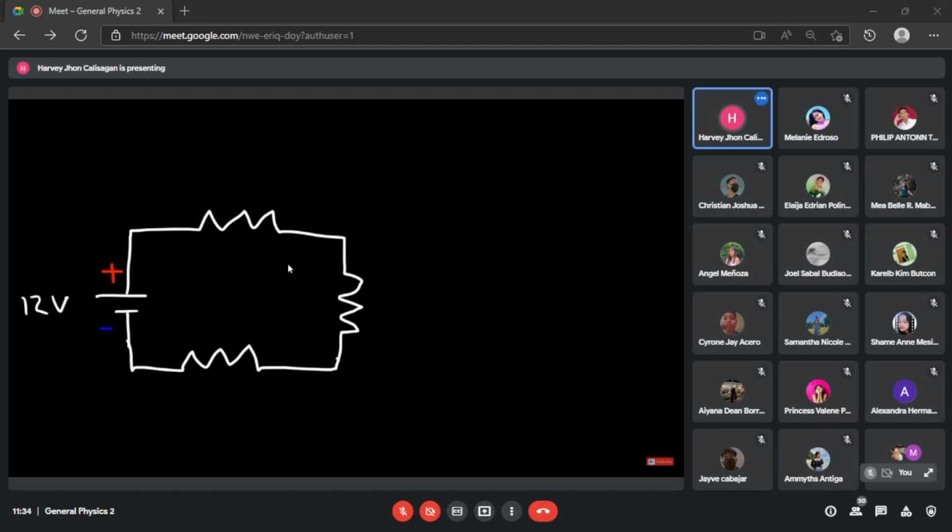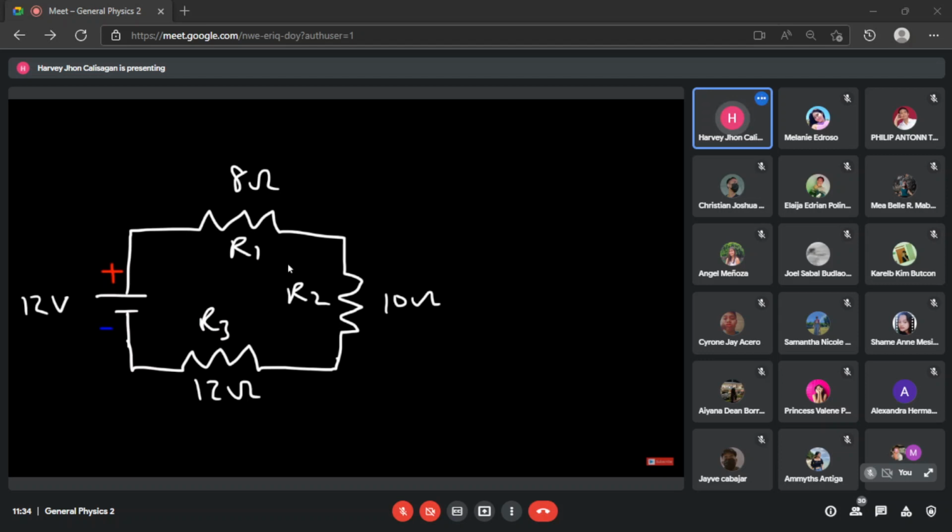And this is going to be 8 ohms, 10 ohms, and 12 ohms. So this is R1, R2, R3. So write an expression that highlights Kirchhoff's voltage law. Show that the sum of the voltages on the circuit must add to zero.